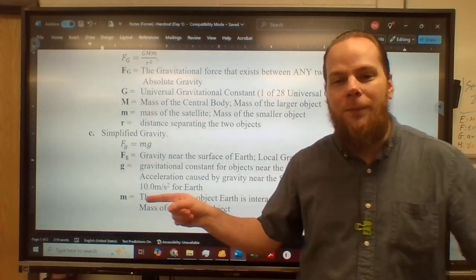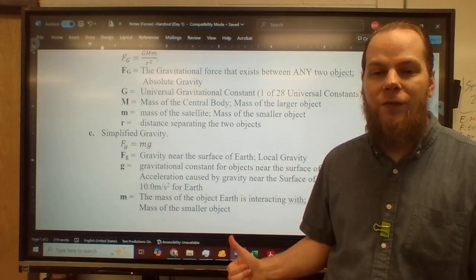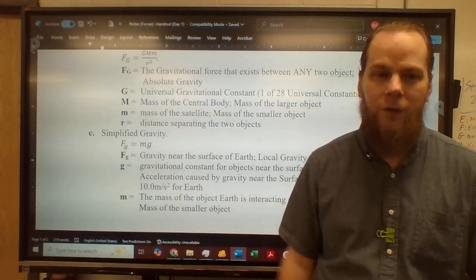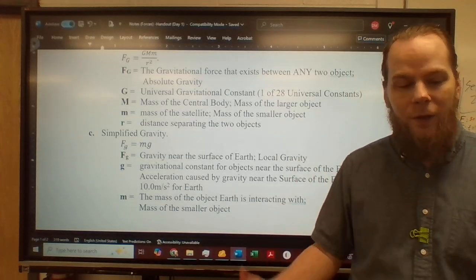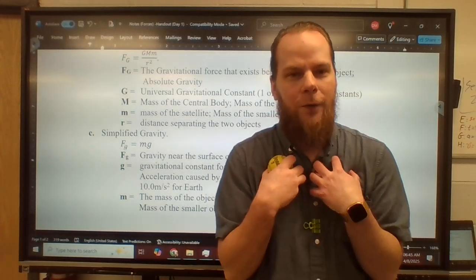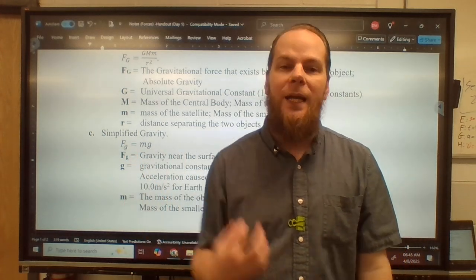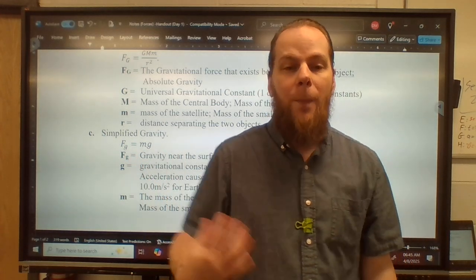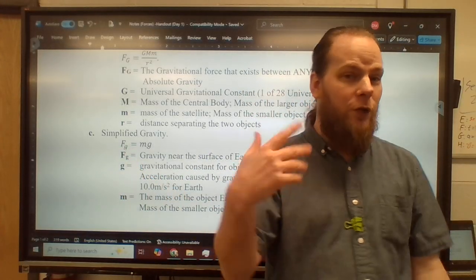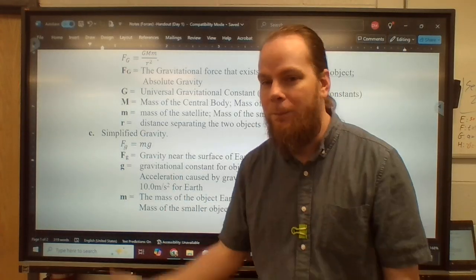And then the last m, the little m, is actually the same thing as it was up here. It's the mass of the object near the surface of the Earth, or the mass of the smaller object. So the thing interacting with Earth. For me, I am the thing the Earth is interacting with. This force that the Earth is exerting on me is my weight. My weight, 180 pounds. By the way, Fg is measured in newtons, not pounds. That's the conversion thing we'll be doing later.